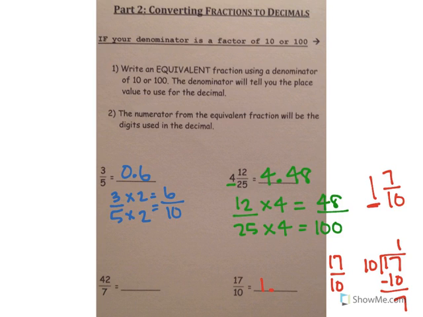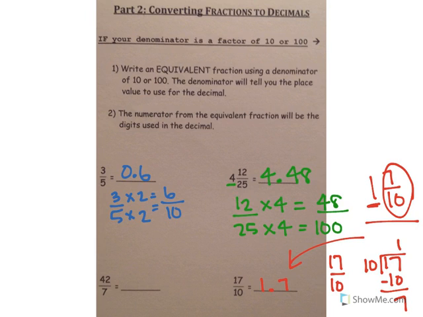What I want to focus on now is the 7/10. Now, it says to write an equivalent fraction using a denominator of 10 or 100, but this already has a denominator of 10. So I know that 7/10 can be written with the 7 in the tenths place like that. So 1 and 7/10 as a fraction looks like this as a decimal.